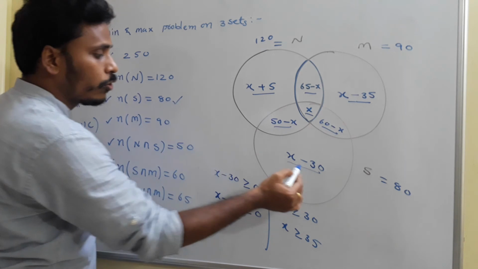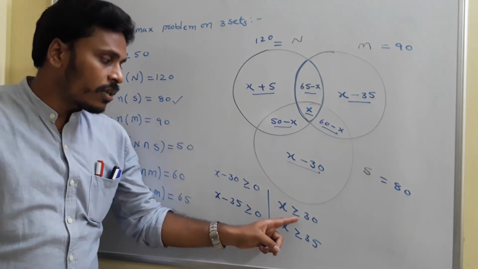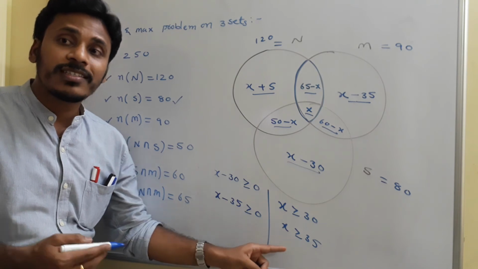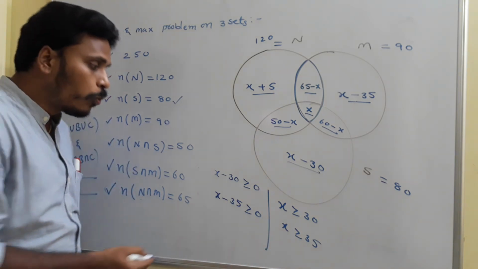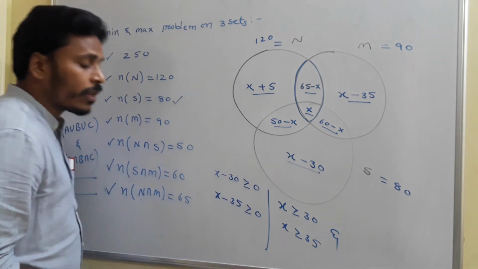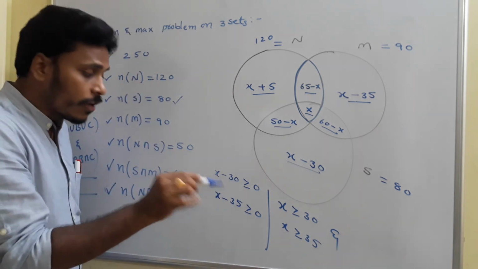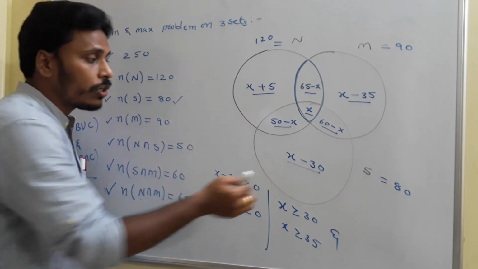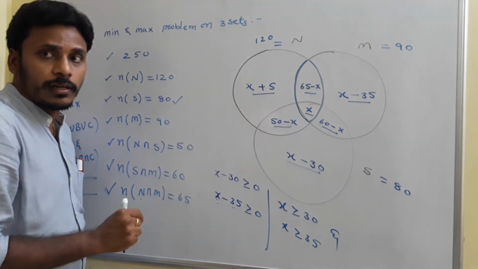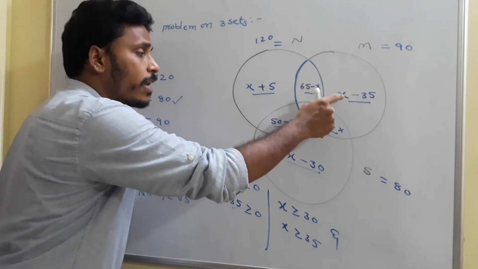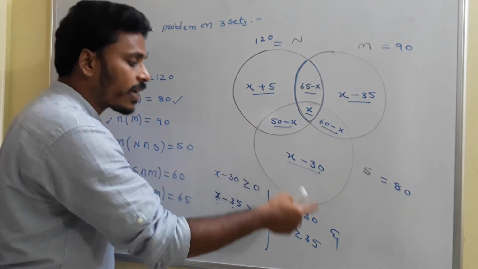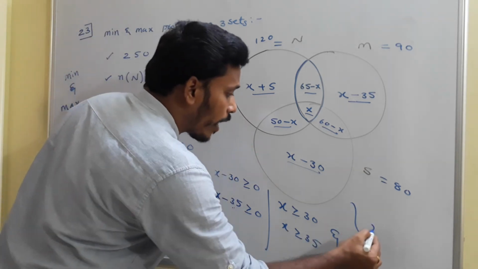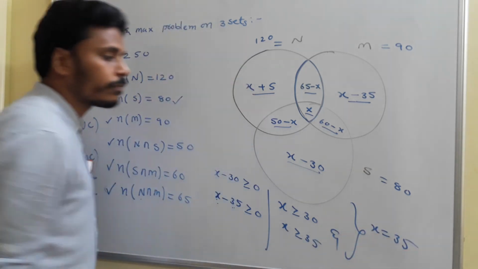First of all, I am thinking about these two regions. From those two regions, x is greater than or equal to 30 and x is greater than or equal to 35. So which is the minimum possible value? Both should happen, okay? If x is 30, 30 minus 35 is a negative number. So it becomes negative. It is not correct. To make it positive, I need to take a number starting from 35. So if you take x as 35, then it is very clear. So at the end, one possible value for x is 35.